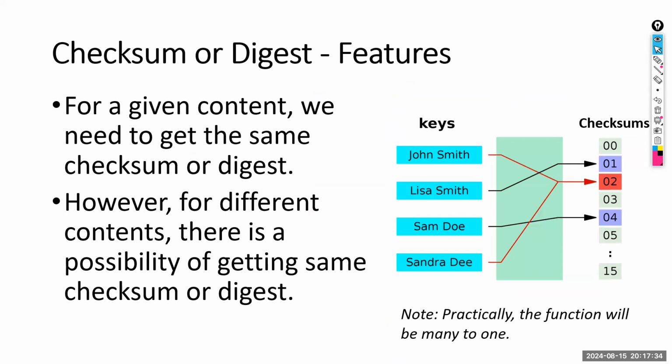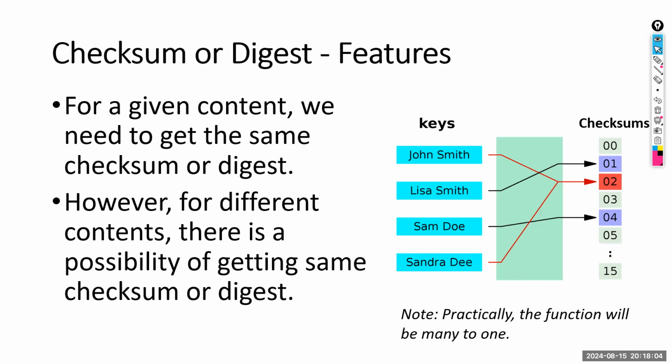And also for a given content, whether we use that algorithm 10 times, you must get the same checksum or the same digest. Otherwise, it doesn't work. Otherwise, even though the content is not changed, your digest will say it has been changed. So as long as the content is not changed, you must get the same digest. And of course, the moment content is changed, you must get a different digest. Otherwise, you don't detect it.